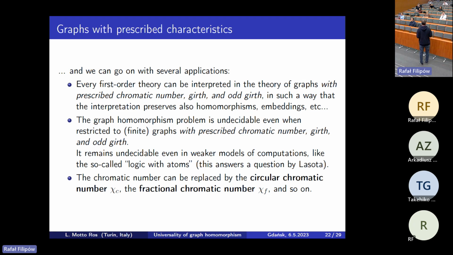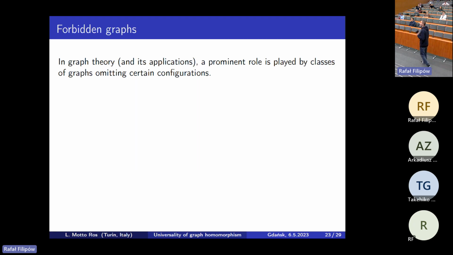Basically, you do the same construction. I mean, there is some work, of course, in building everything, but the construction is so flexible that it can be easily adapted to all these other contexts. So if you want to have a certain circular chromatic number, I don't know, like 3/2 or some fractional value, then you can do that. You can build your graphs with those characteristics.